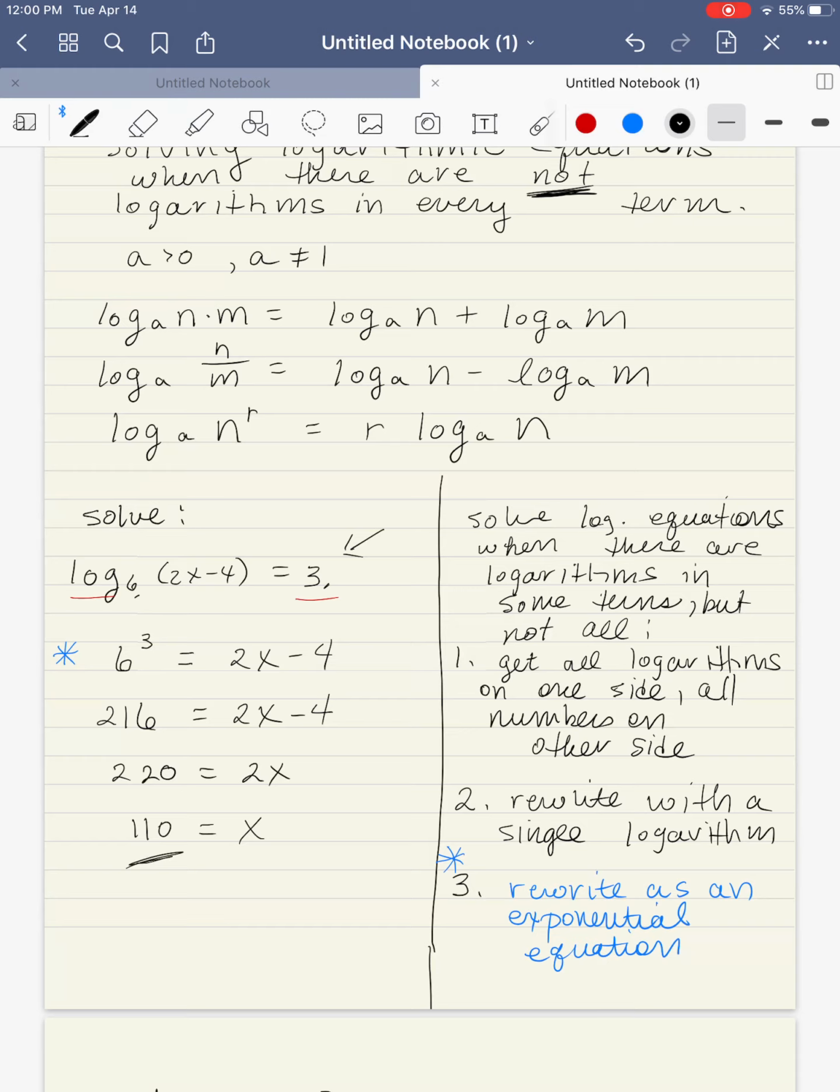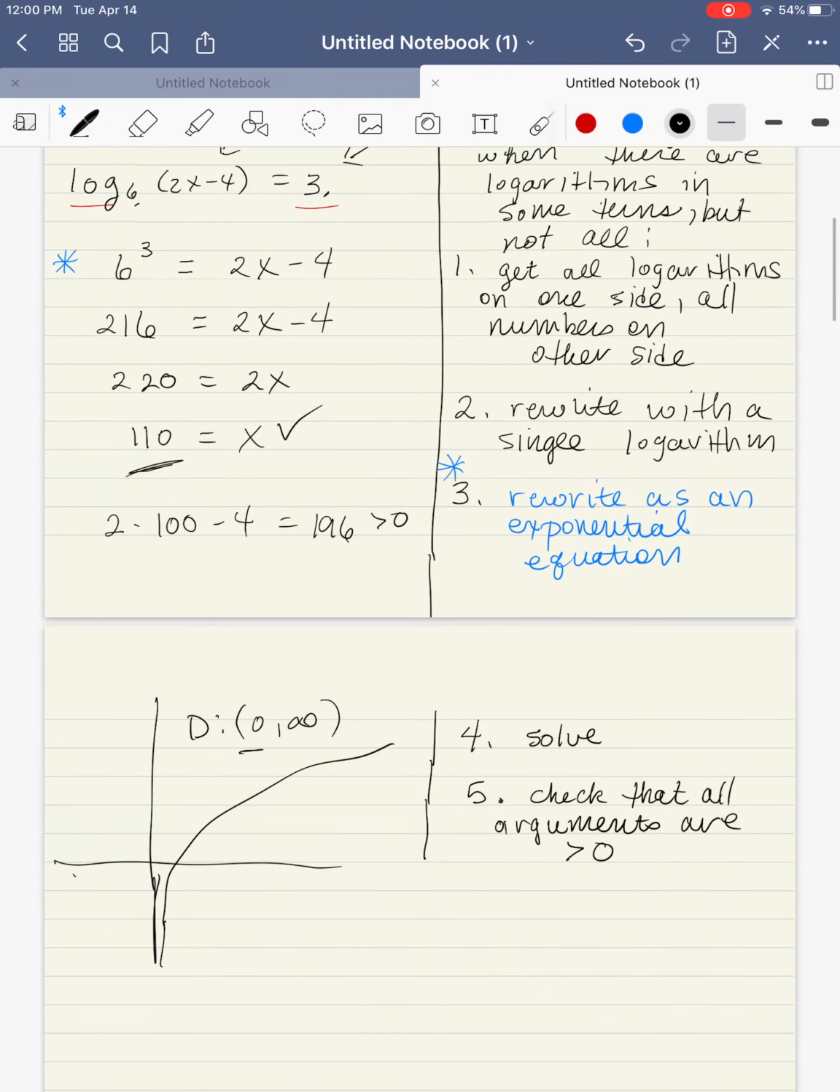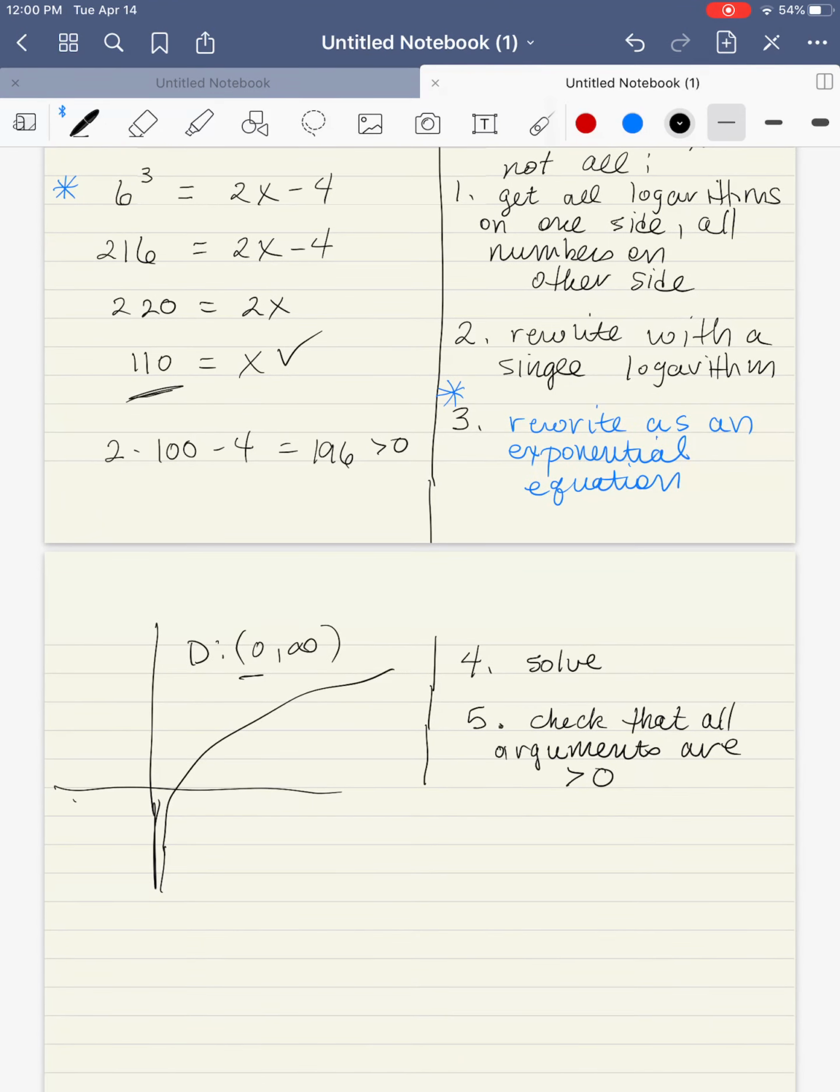So if I look back on my problem here, I have x equals 110. It doesn't matter what x is equal to. What matters is when I plug x back in to the argument. So we have 2 times 100 minus 4. And it really doesn't matter what it is as long as it's positive. But we have 200 minus 4 is 196, which is greater than 0. So this is a solution.